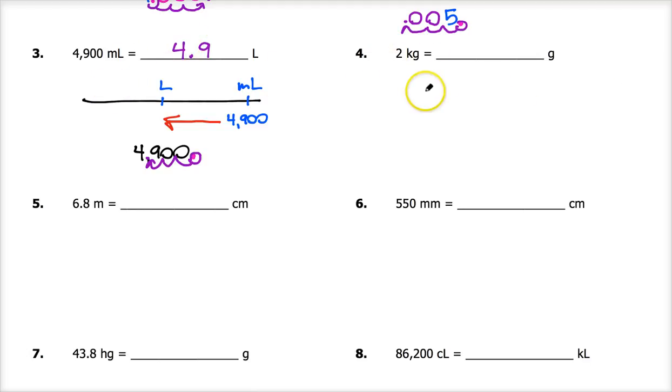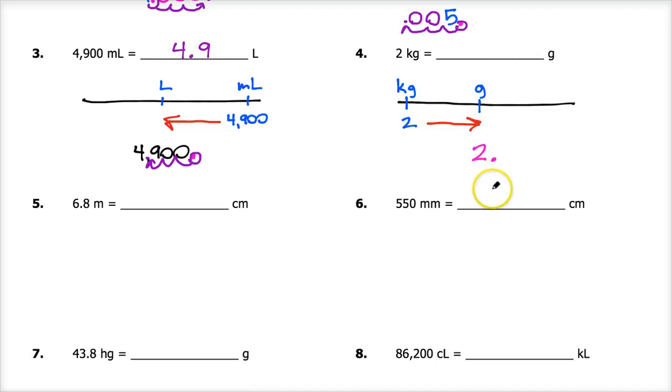Number 4, 2 kilograms, and we're going to grams. So grams is our base unit for mass. Kilograms are larger than a gram, so they're here on the far left. So if we're going from kilograms to grams, we're going to the right, and so we need to move our decimal point to the right. Our number needs to get larger here.